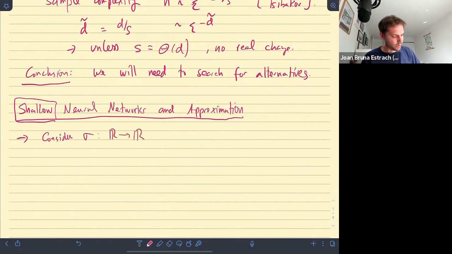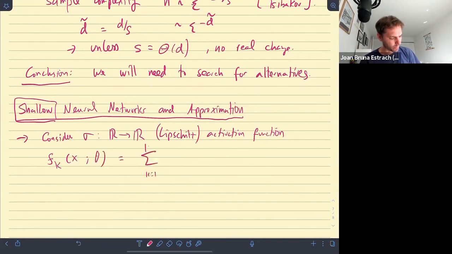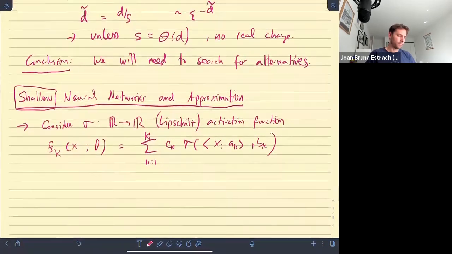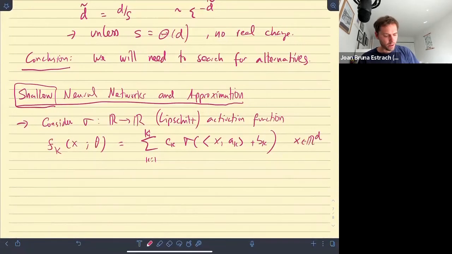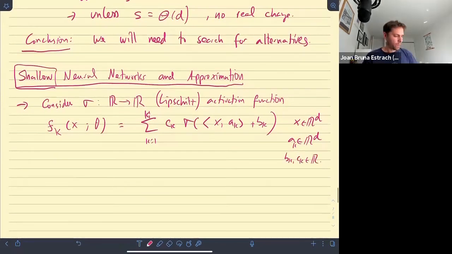Consider some real-valued activation function. I was assuming that it's going to be Lipschitz, but actually this is not really needed, so I'm just going to forget about this. Then we define our function over R^d that has some parameters, and this function can be written as a linear combination of what we call ridge functions. Here, x is in R^d, the a_k's are in R^d, and b_k and c_k are in R. The parameters of the network capture all these quantities.